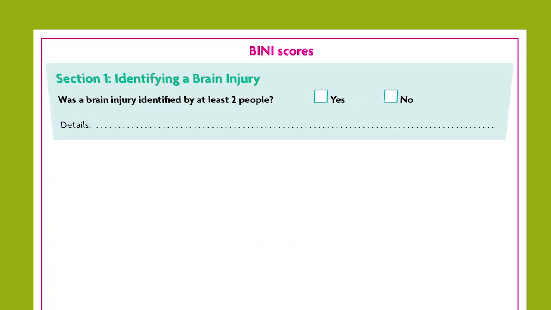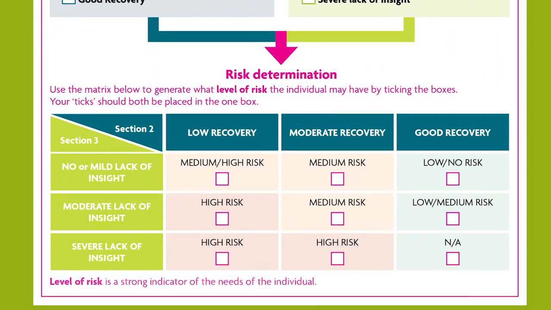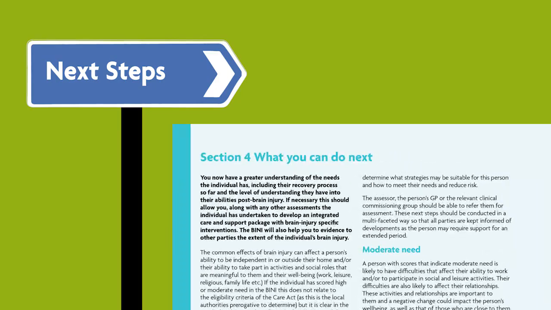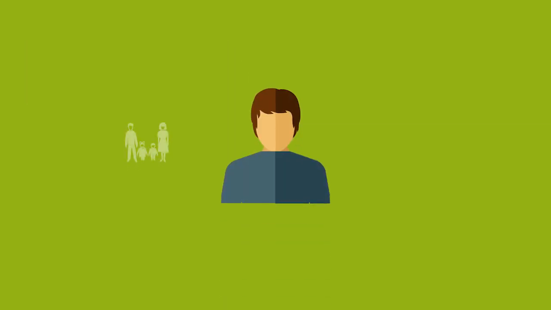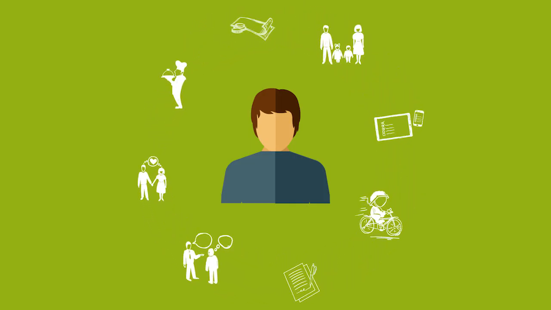Once you have completed each section, calculated the scores, and determined if the brain injury is contributing to any needs the individual may have, the BINI offers a next steps and signposting section. It explains what type of care and support the individual may benefit from and what you, as their assessor and care planner, might want to consider.